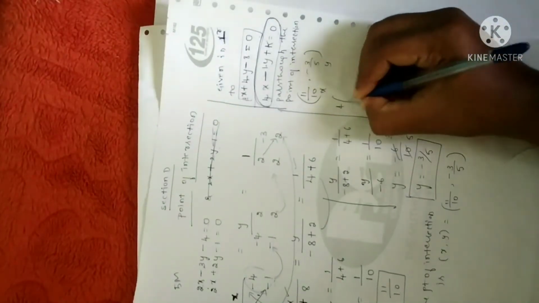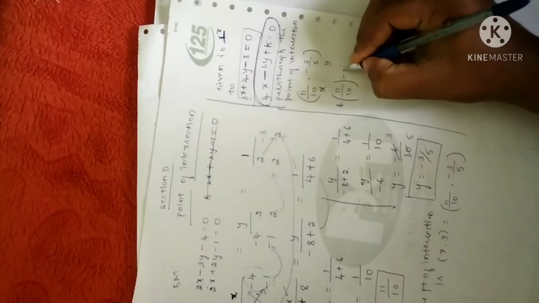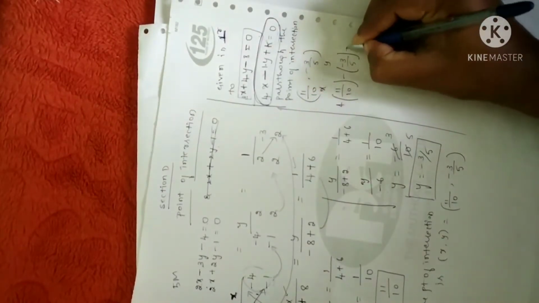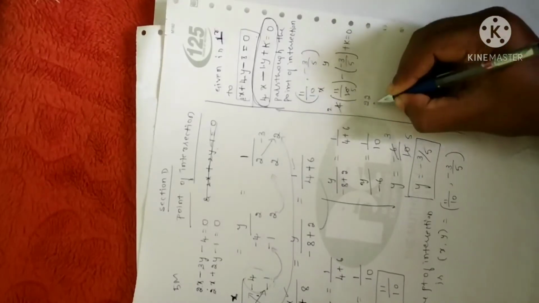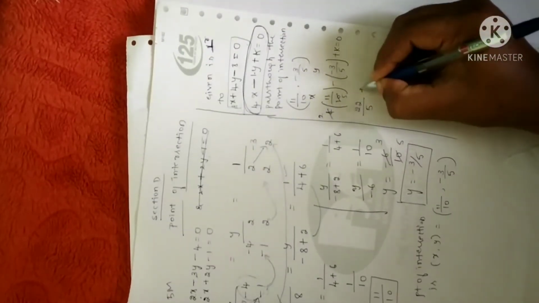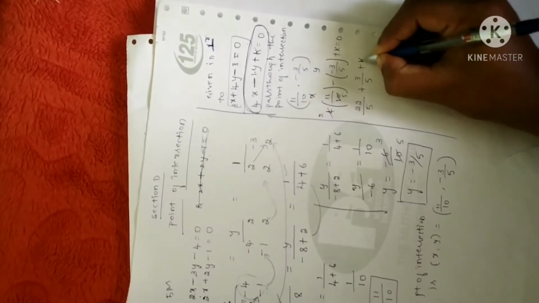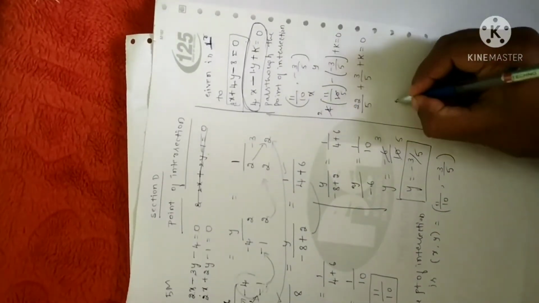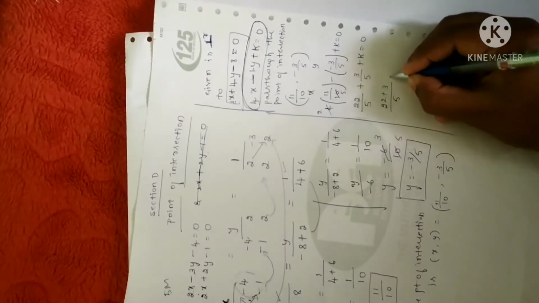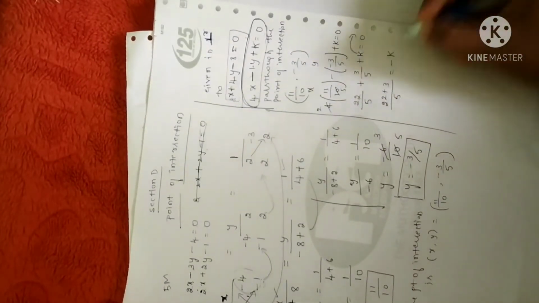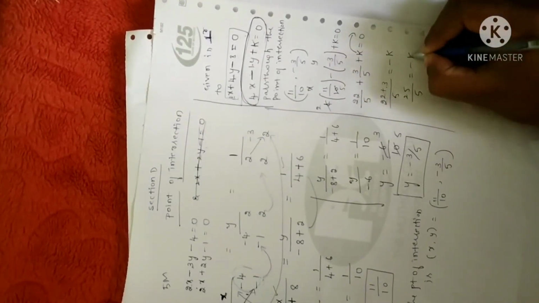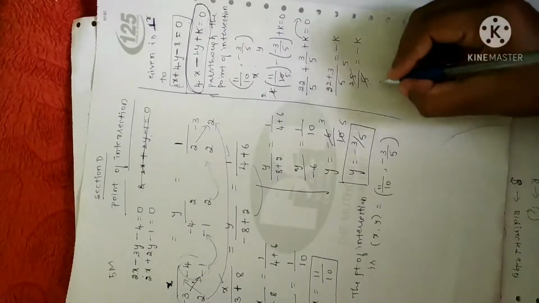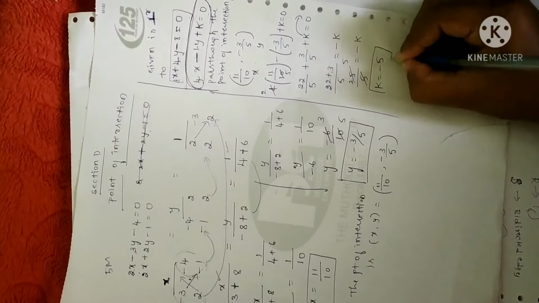So what does it become? 4 into 11 by 10 minus 1 into minus 3 by 5 plus k is equal to 0. Now 2 2s are 4, 2 5s are 10. So 2 into 11 is 22 divided by 5. Minus of minus is plus 3 divided by 5 plus k is equal to 0. Now LCM is 5. So in the numerator you will get 22 plus 3. I'll shift k to the other side so that I'll get minus k. Now 22 plus 3 is 25 divided by 5 is equal to minus k. 5 ones are 5, 5 5s are 25. So k is equal to minus 5.